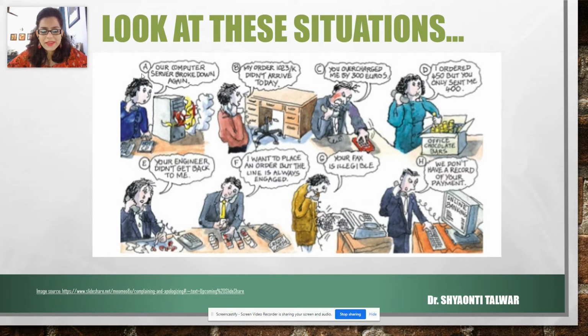Look at this person. Let's call him or her A. She's saying, our computer server broke down again. B is saying, my order, such and such number, didn't arrive today. You overcharged me by 300 euros. I ordered 450, but you only sent me 400. Your engineer didn't get back to me. I want to place an order, but the line is always engaged. Your fax is illegible. We don't have a record of your payment.